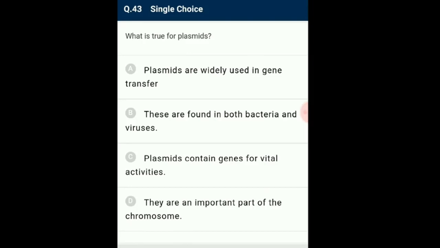Question number 43. What is true for plasmid? Plasmids are small extranuclear cellular DNAs which carry extrachromosomal genes in bacteria. So the answer is option A. Plasmids are widely used in gene transfer.